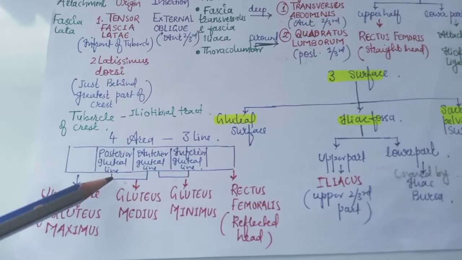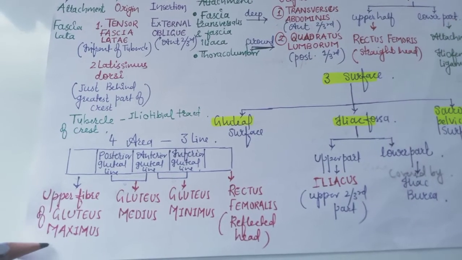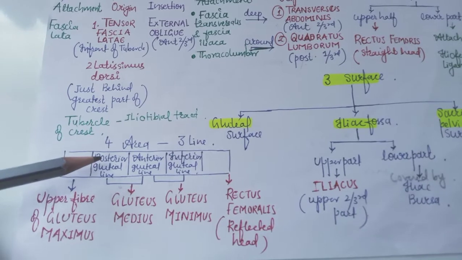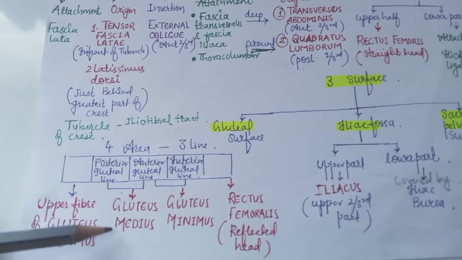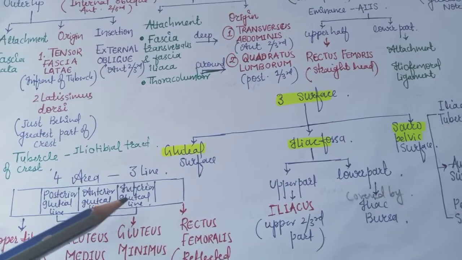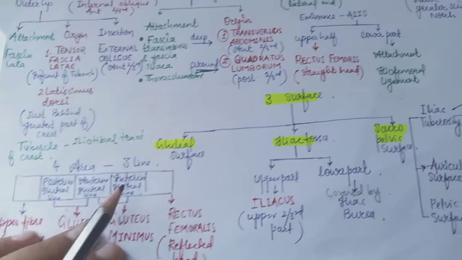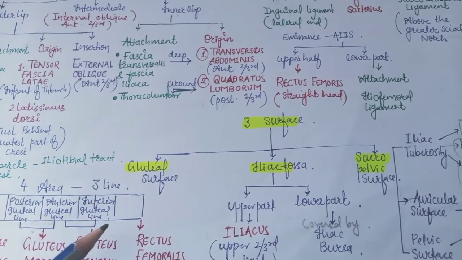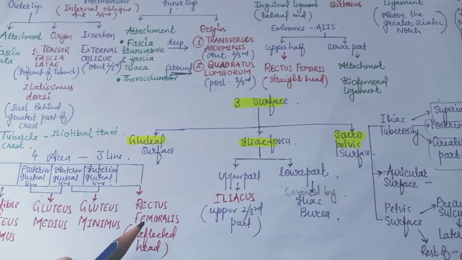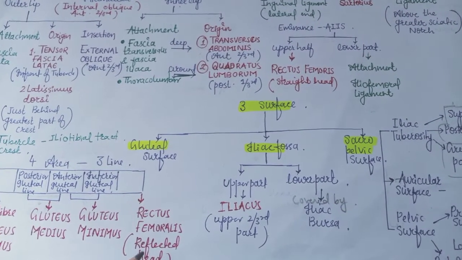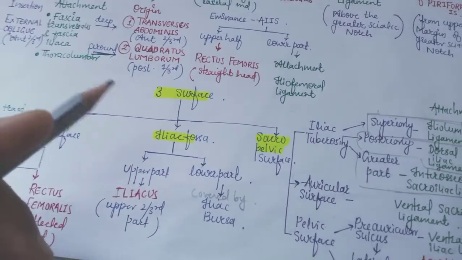Behind the posterior gluteal line, it gives origin to the upper fibers of the gluteus maximus. In between the posterior gluteal line and the anterior gluteal line, it gives origin to the gluteus medius. In between the anterior and the inferior gluteal line, it gives origin to the gluteus minimus. Just below the inferior gluteal line and above the acetabulum, it gives origin to the reflected head of rectus femoris.